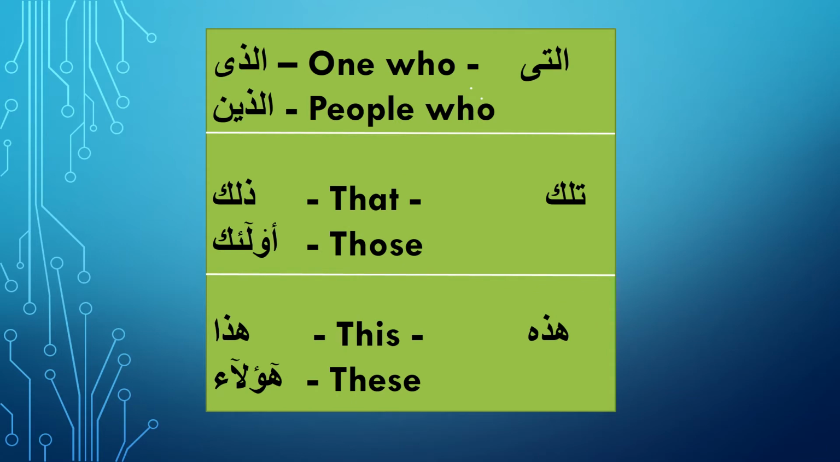And the other list is allathi, allathina, dhalika, ulaika, hadha, haulai. And we have three more words in this list: allati, tilka, hadhihi. And allati is feminine of allathi, tilka is feminine of dhalika, and hadhihi is feminine of hadha. And this completes our list.